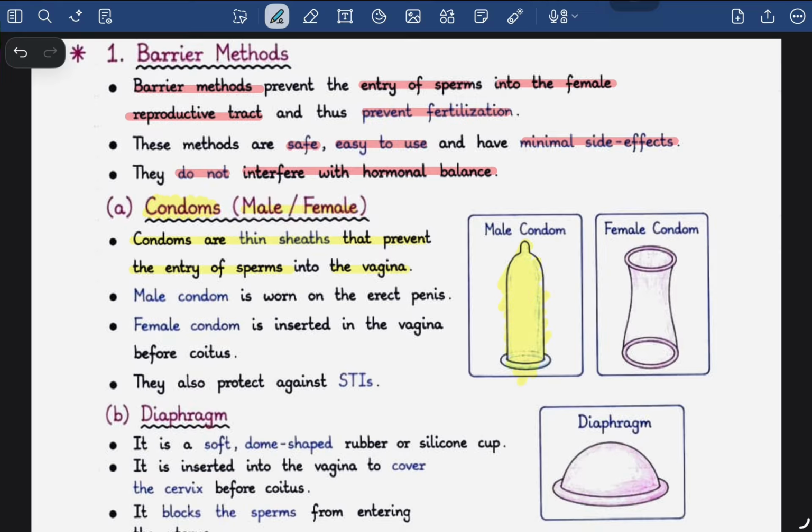They are thin sheets specifically made up of latex so that it can resist the entry of sperm into the vagina. Male condom is worn on the penis and female condom is inserted inside the vagina before sexual intercourse. They are the most effective way of protecting against sexually transmitted infection.